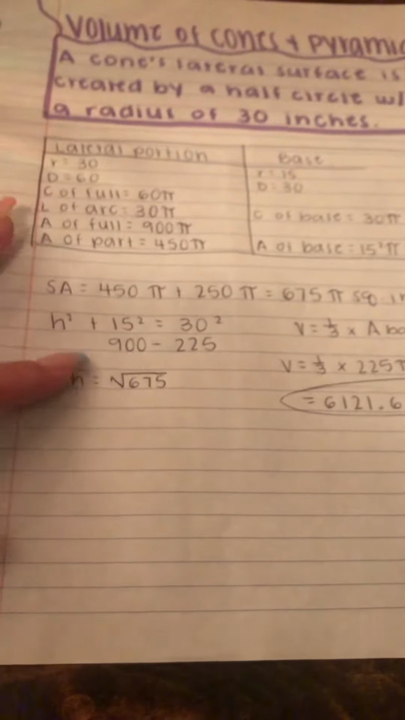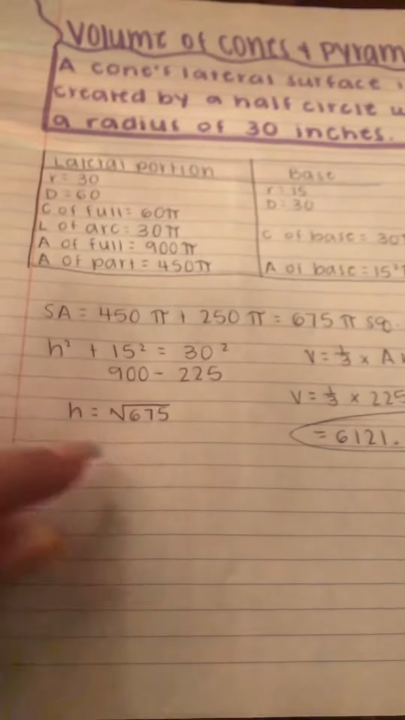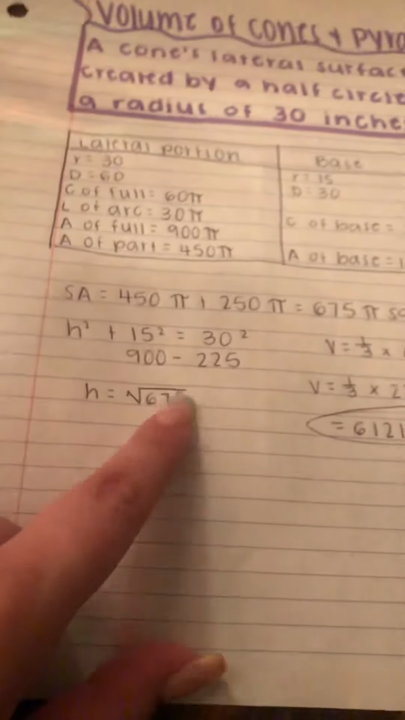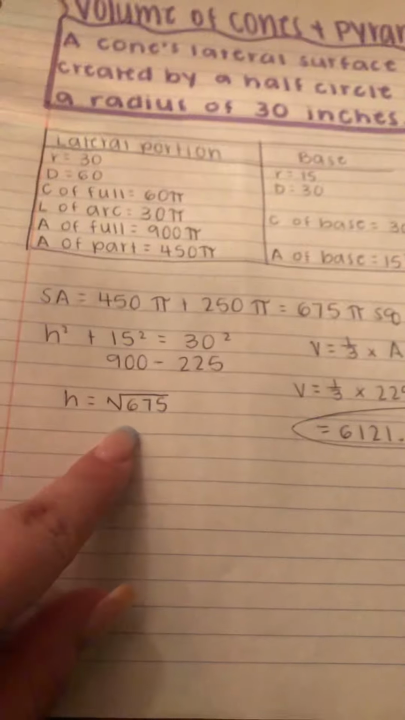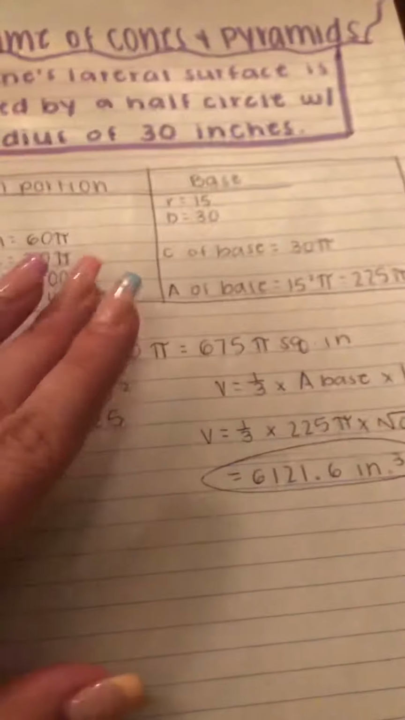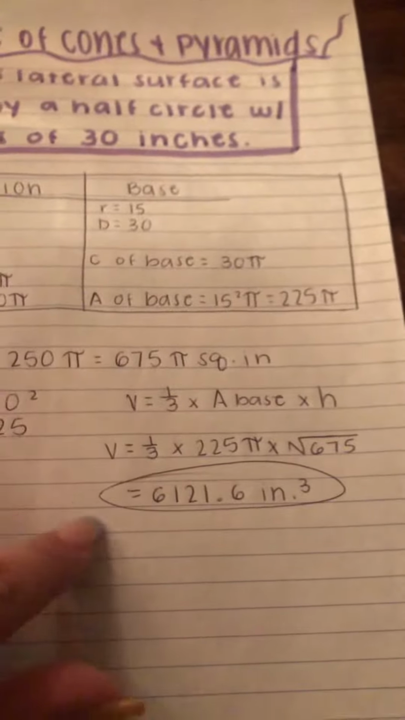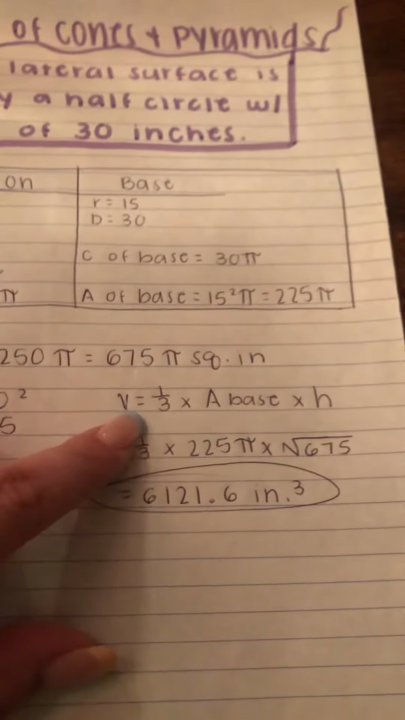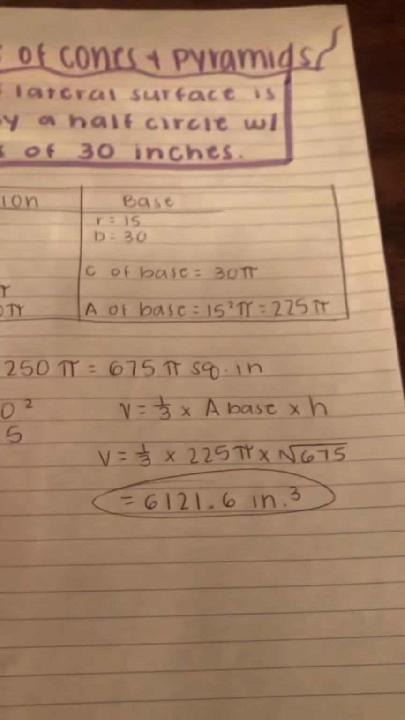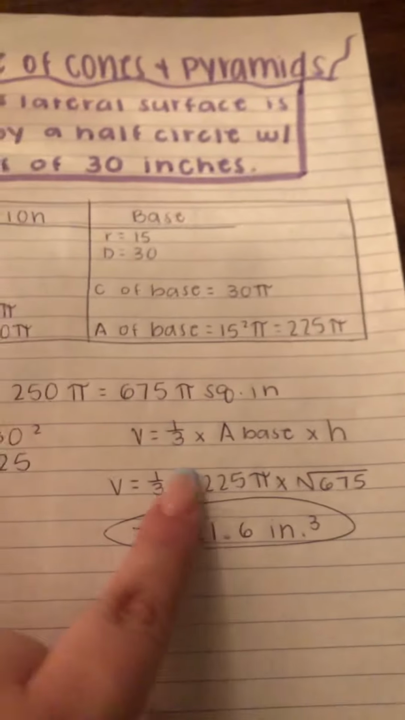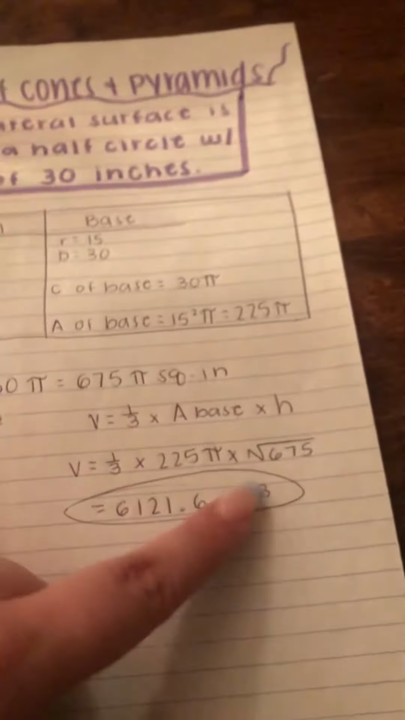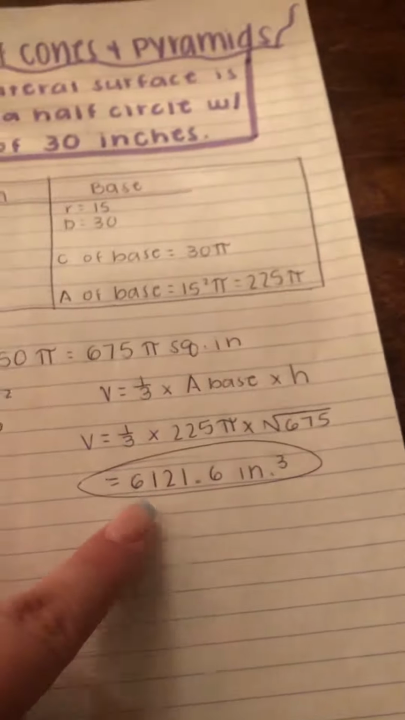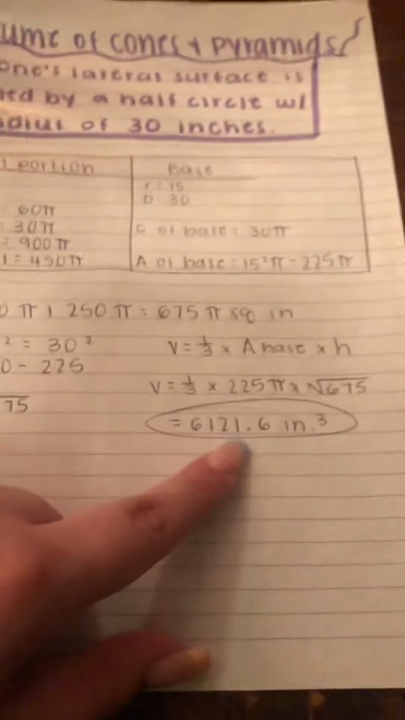You're going to take the height squared plus 15 squared equals 30 squared, so that will be 900 minus 225, giving you the height of the square root of 675. And then to find the volume left here, you're going to do volume equals 1/3 times base times height, which you will substitute the base for 225 pi and the height for what we just found here, which was square root of 675, to get 6,121.6 inches cubed.